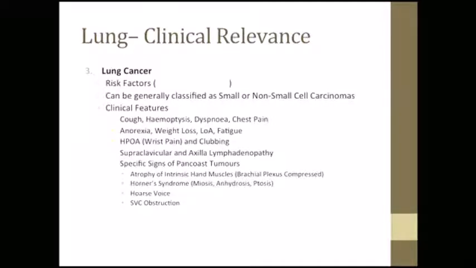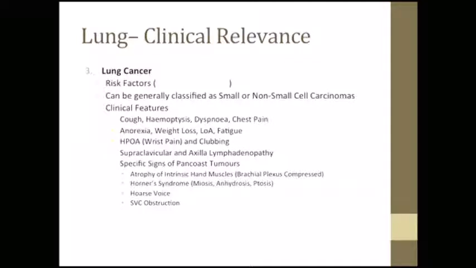Clinical features-wise, there's a lot. Important for you to know are anorexia, weight loss, loss of appetite and fatigue. So these are your general systemic signs of cancer. You might have HPOA and clubbing. HPOA is when you have pain in the wrist. And you might have supraclavicular and axillary lymphadenopathy. So this is when it metastasizes and goes into your lymph nodes in your supraclavicular region and axillary region.